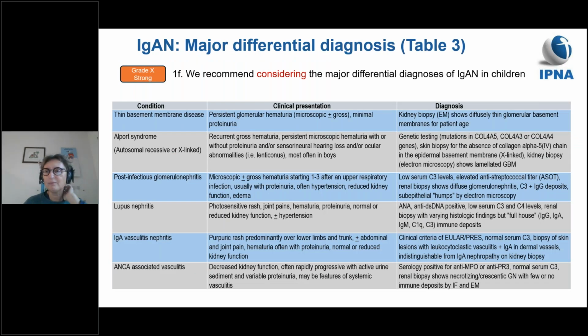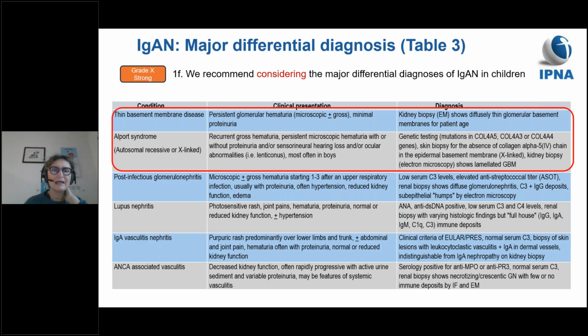So it is also important to consider, particularly in children, which can be the major differential diagnoses. And I'd like to bring your attention to the fact that these two genetic diseases, thin basement membrane disease and Alport syndrome, which are part of the same spectrum probably, are the most important and frequent differential diagnosis in children. And this is important to keep in mind, so the importance also of making an accurate family history, of looking for sensorineural hearing loss and or ocular abnormalities, because here the diagnosis can also be done through genetic testing or through skin biopsy. So it's important to keep in mind the possibility of one of these conditions.